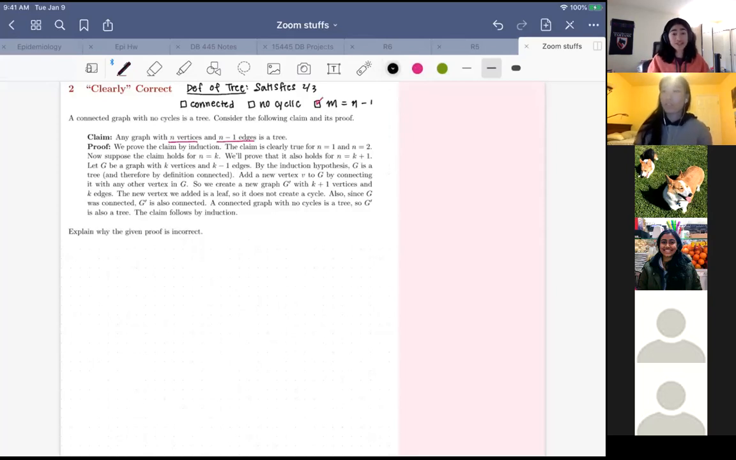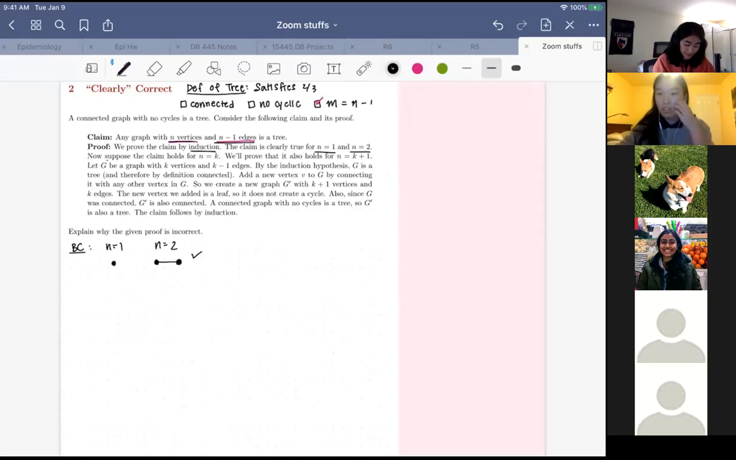So the proof is trying to do this via induction. Induction on graphs is kind of tricky, so let's walk through it. They start off by saying, okay, we're going by induction. The claim is clearly true for n equals 1 and n equals 2. So they started off with their base cases. If we consider the graph with 1 vertex and 0 edges, only one of those exists and it's definitely a tree. And if we consider the graph with 2 vertices and 1 edge, there's only one such graph and that is also a tree. So all right, the base cases seem pretty legit.